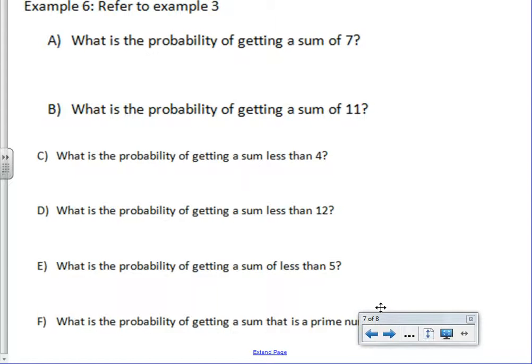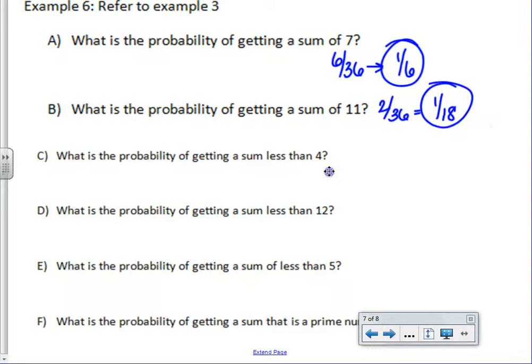Example 3 now was rolling the 2 dice. Getting a sum of 7. So if you go back to that diagram and figure out how many times it added up to 7, that was 6 out of 36 times, which of course we want to reduce to 1/6. A sum of 11 is twice out of 36, so that's 1/18. A sum of less than 4, so a sum of 3 or 2 is what we're looking for, and that's 3 out of 36 times, which is 1/12.